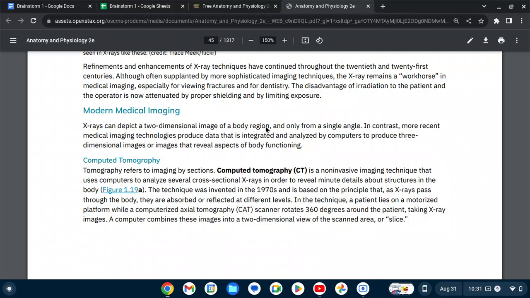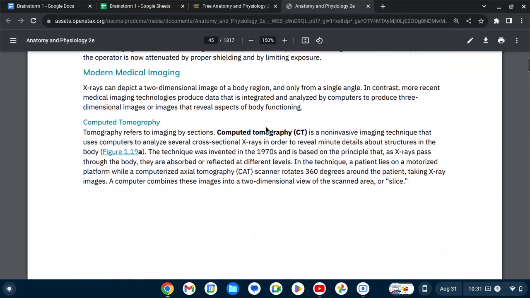The disadvantage of irradiation to the patient and the operator is now attenuated by proper shielding and by limiting exposure.